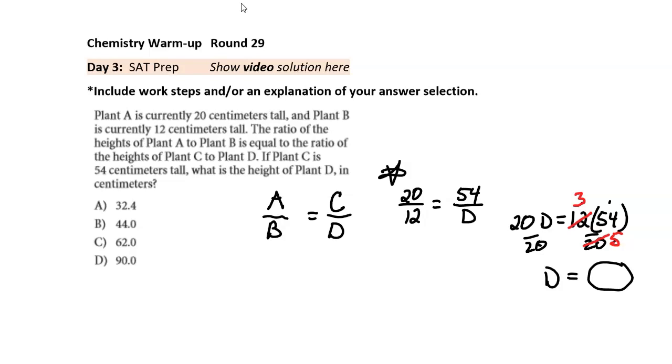Now I'm going to make use of my estimating, my rounding skills. 54 divided by 5 is a little more than 10. And 3 times a little more than 10 will be some answer that's a little bit more than 30. That's going to be choice A.